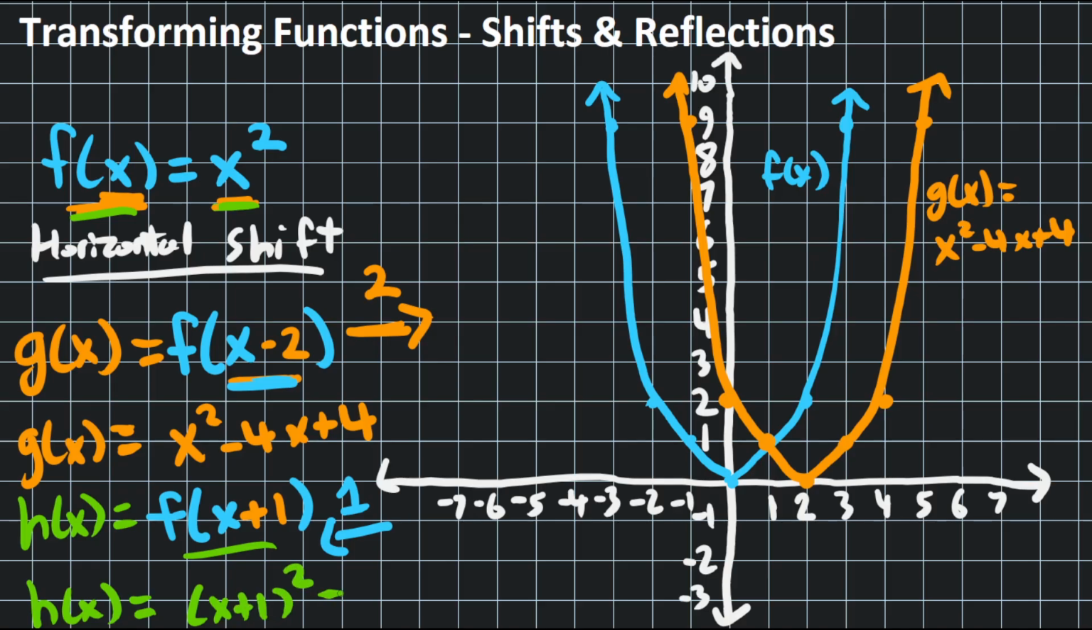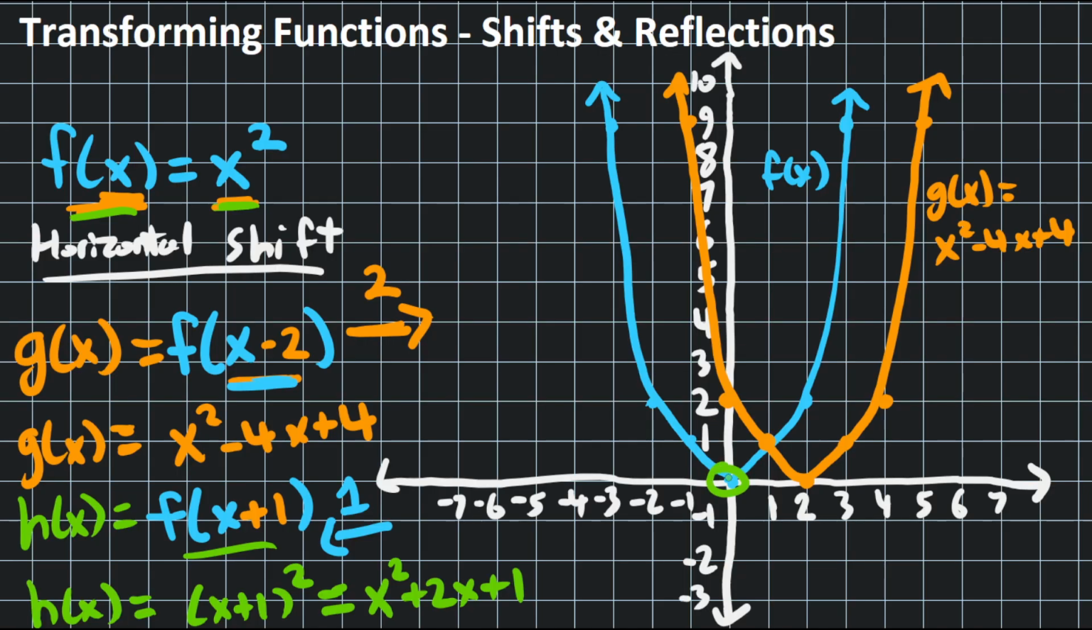And then (x + 1) squared, if we go ahead and expand that binomial, comes out to x squared plus 2x plus 1. Great. So let's go ahead and draw our function h of x. h of x is just f of x, this blue function, shifted to the left by 1.